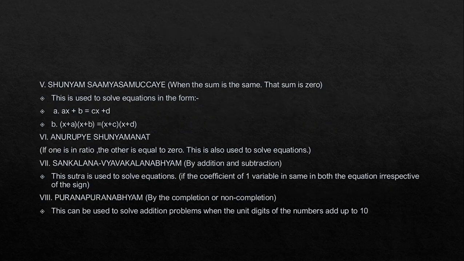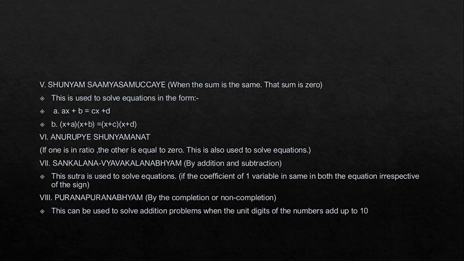Then we've got Shunyam Samyasamuccaye. When the sum is the same, that sum is 0. It is used to solve equations in the form ax plus b is equal to cx plus d, and x plus a into x plus b is equal to x plus c into x plus b. Next we got Anurupye Shunyamanyat. If one is in the ratio, the other is equal to 0. This is also used to solve equations.